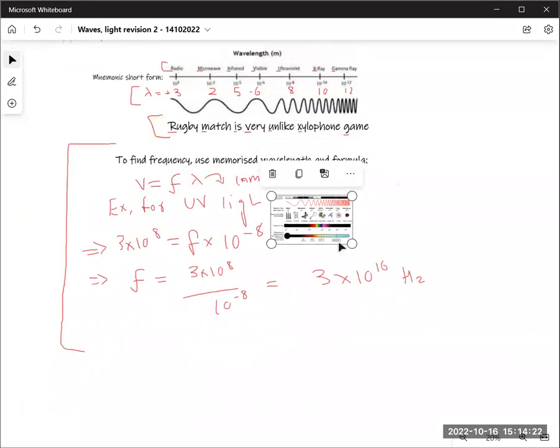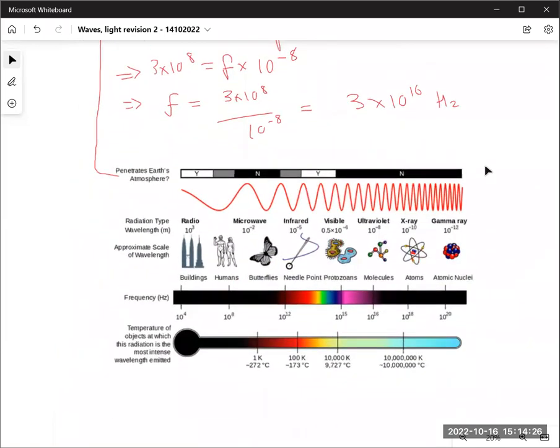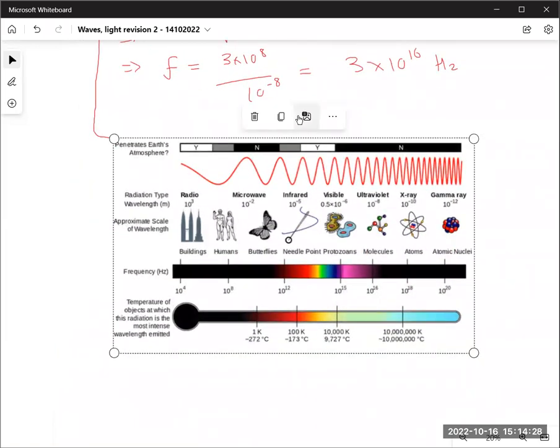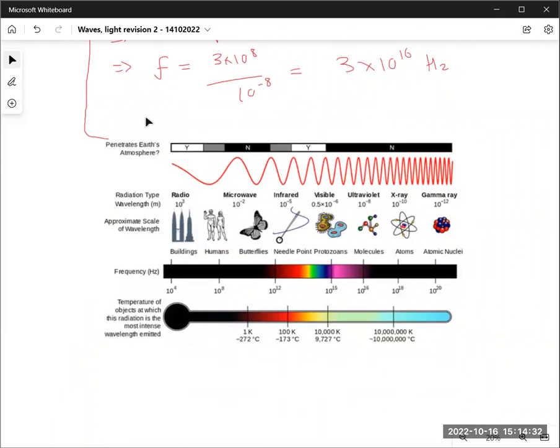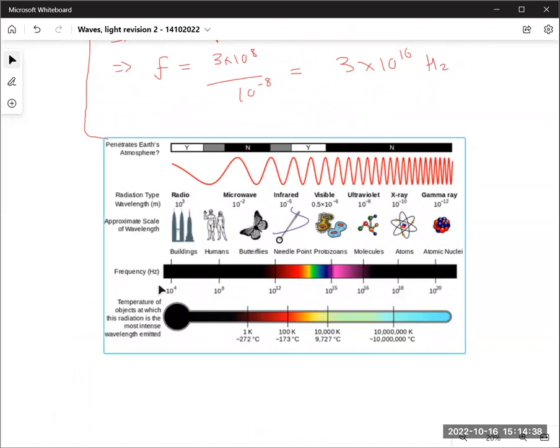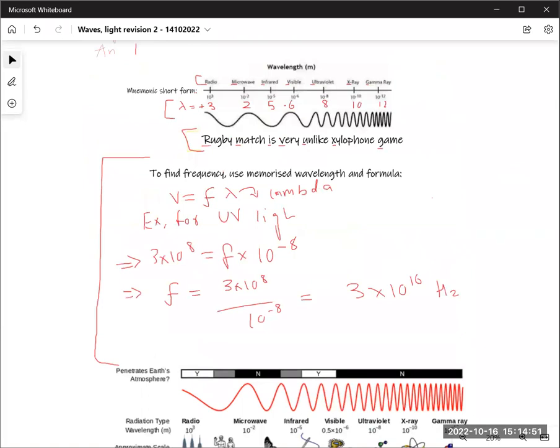Okay, this is a good drawing diagram. It has everything here. Please take a screenshot of this. It also tells you the frequency with the wavelength. Done. Okay, now let's look at the next thing.